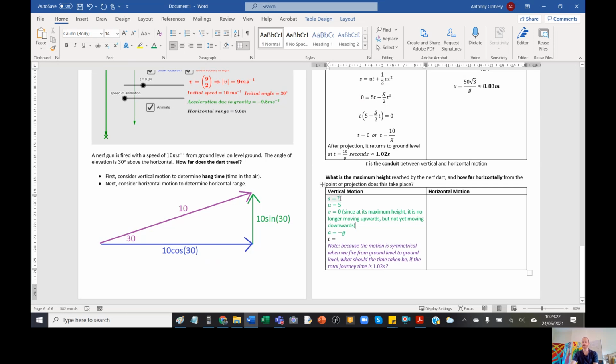This gives us enough things. We've got S that we need. We have U, V, and A that we know. And that's enough for us to work out what we want.